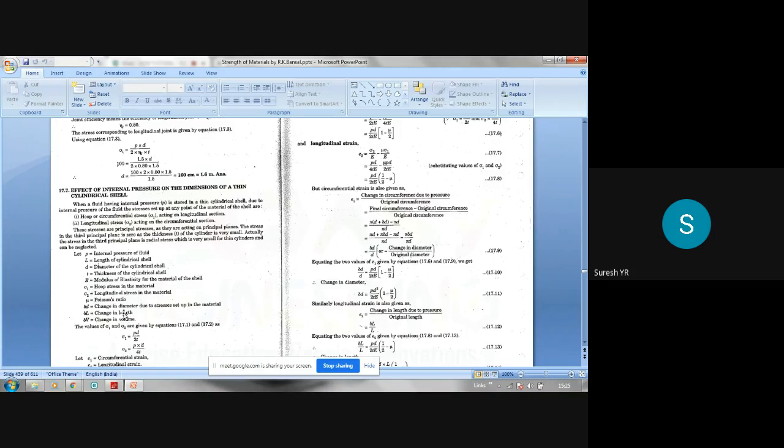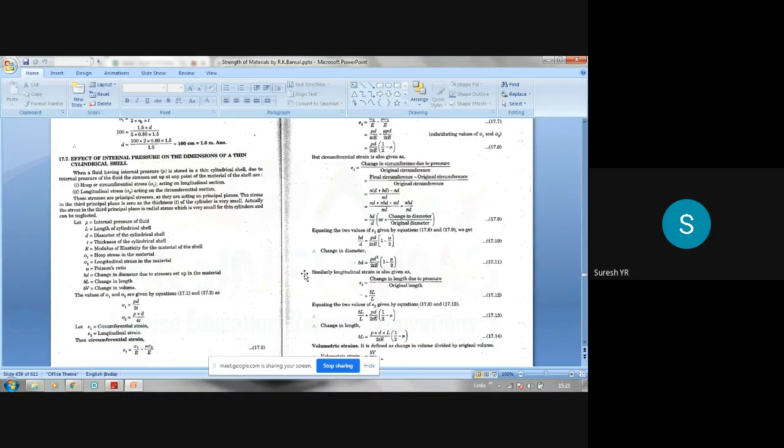Okay. Now let us see how we can derive. Simple, you have to understand some 4 or 5 steps that are important here. It is an important derivation, or they may give a problem on this. First, we have already seen the expressions for sigma 1 and sigma 2. Sigma 1 is hoop stress or circumferential stress. Sigma 2 is the longitudinal stress. We have derived these two. Sigma 1 is PD by 2T. Sigma 2 is PD by 4T.